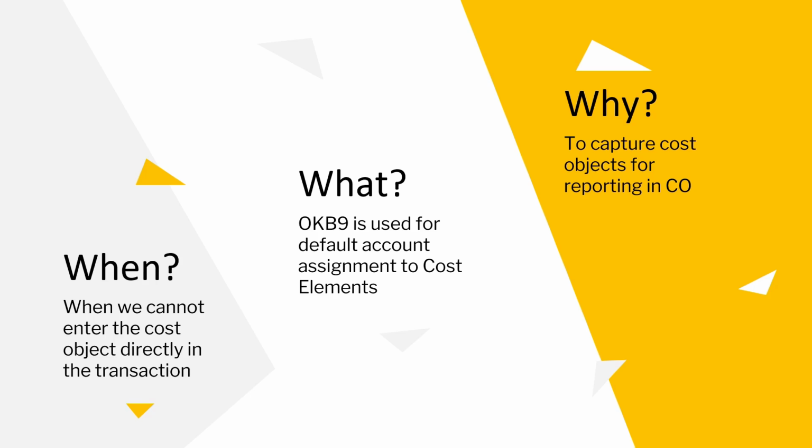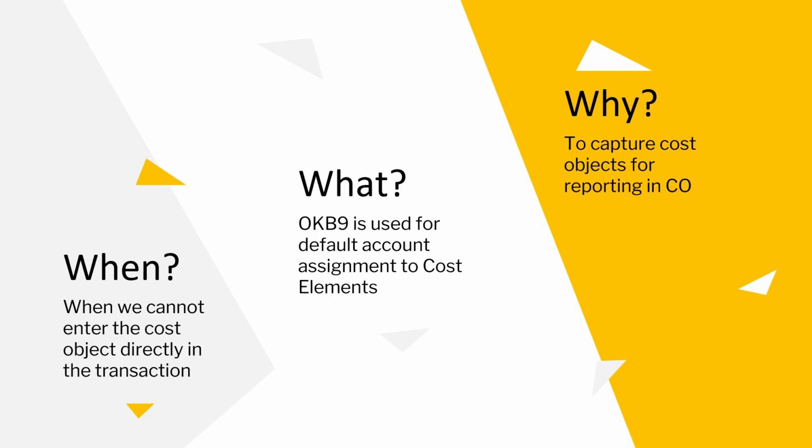So do we need to use OKB9 in these scenarios? No. And what if I still use it? The system will not stop. The system will simply ignore the cost object that is assigned in OKB9, which means whenever there is a possibility to enter manually, the manually entered cost object always takes precedence over the one entered in OKB9. So, if we have an option to enter a cost object manually, then we always have the flexibility to enter whatever cost object we require, which we feel is appropriate for that transaction.